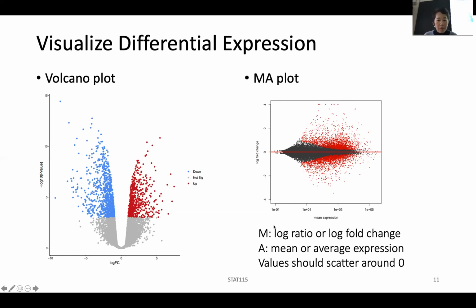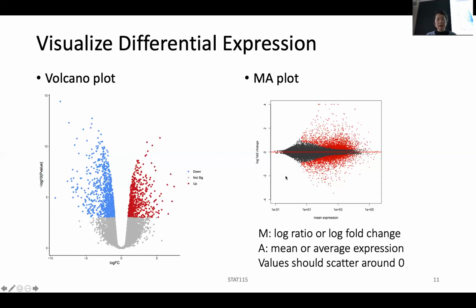In the MA plot, the M is the log ratio, or log fold change, between the two conditions, and that's on the y-axis. This is similar to the x-axis on the volcano plot. You can see that's kind of similar. Whereas the x-axis in here is the mean, or the average expression level of the two, very often taken at a log, so it's kind of a geometric mean. And every dot is one gene.